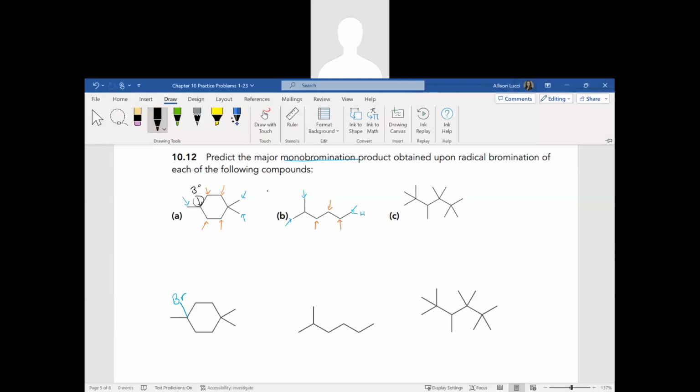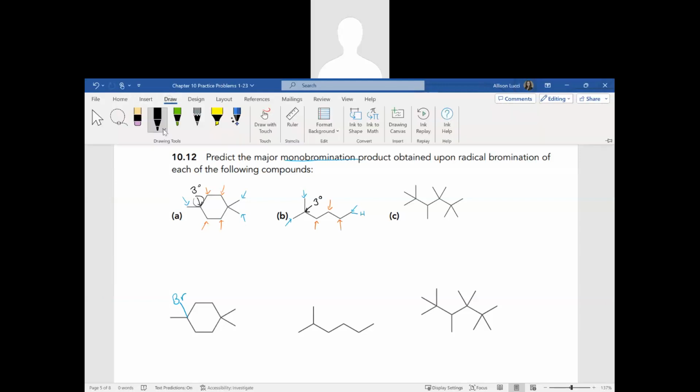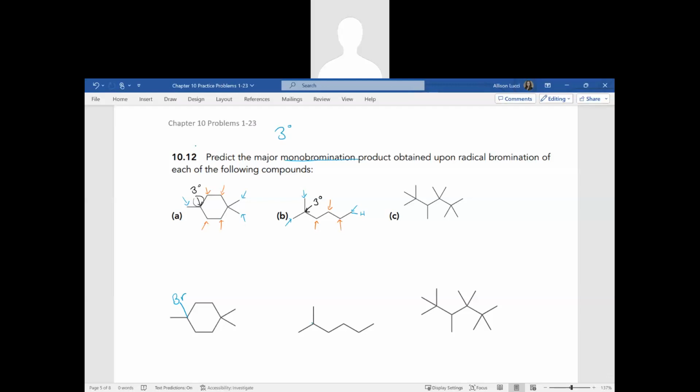But do we have any tertiary sites possible? Well, yes, we do. We have one tertiary site here. And since we have that, that would be our expected site of monobromination. So this second product would look something like that. We would monobrominate again at the tertiary radical site.